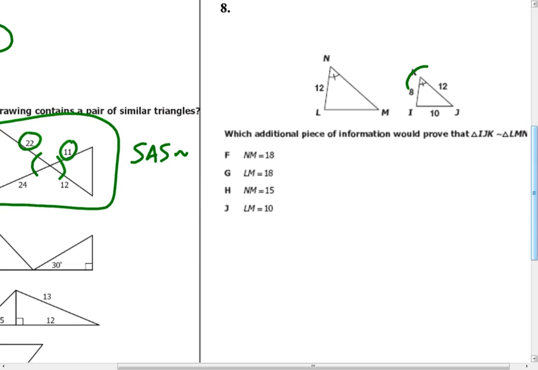I haven't seen that notation come up yet on an SOL test, but it could. If you see an arc with a slash through it, that's the same as us just using arcs to say that things are equal.